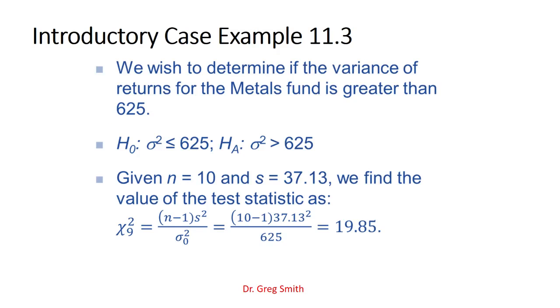Here's our 3 set. We want to test to see if the variance of something like the metals fund is greater than 625. It's a right-tailed test, which is great because right tail implies we take the alpha and throw it in. So I take my sample variance. Well, we know that 3713 has to be squared since that's the sample variance. We divide by the population variance and multiply by the degrees of freedom. Works out to be 19.85.